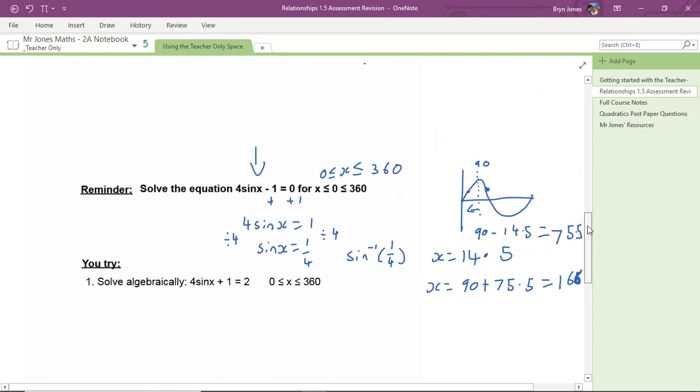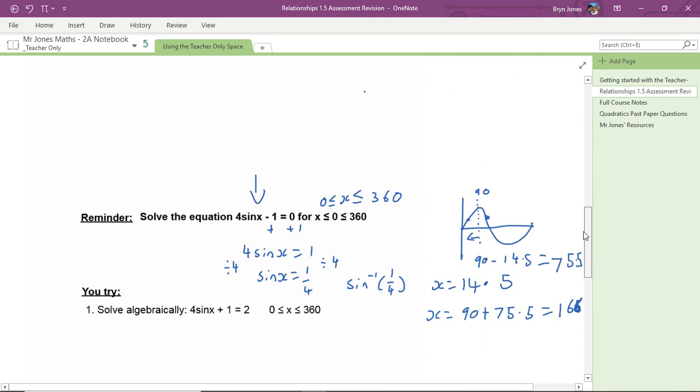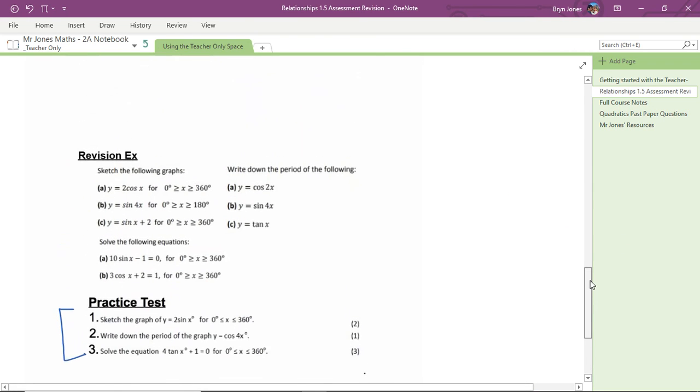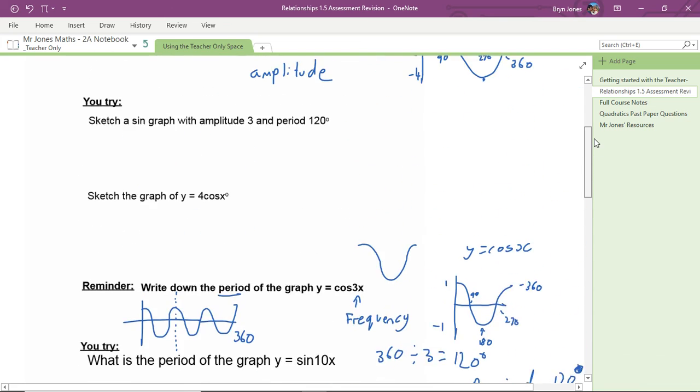Okay, so that's all the practice questions done. There's just 3 there to do. And again, you'll notice that when you get to the practice test, there's just 3 questions and they're in this form. Okay, so have a go, have a practice, and see what you can do.